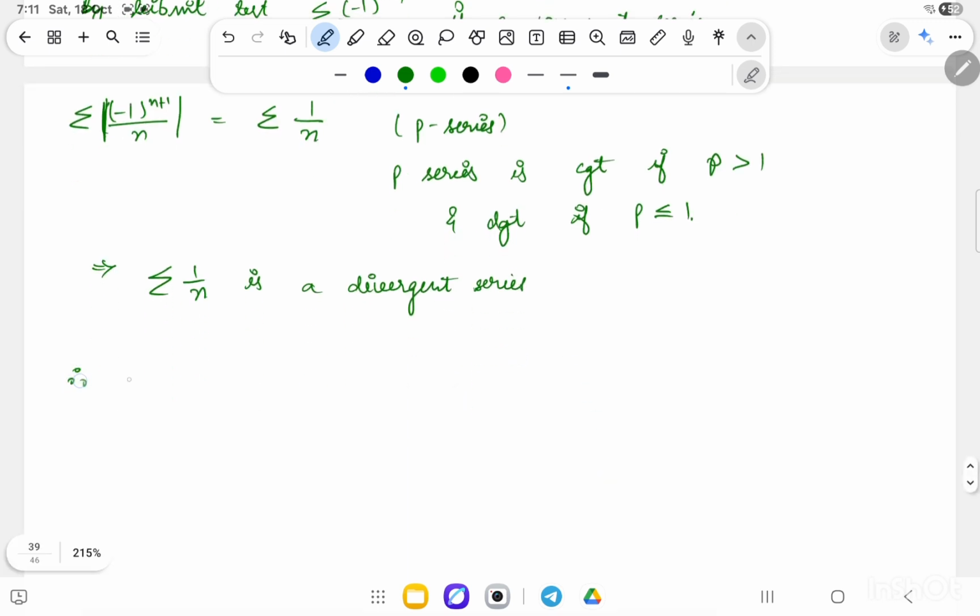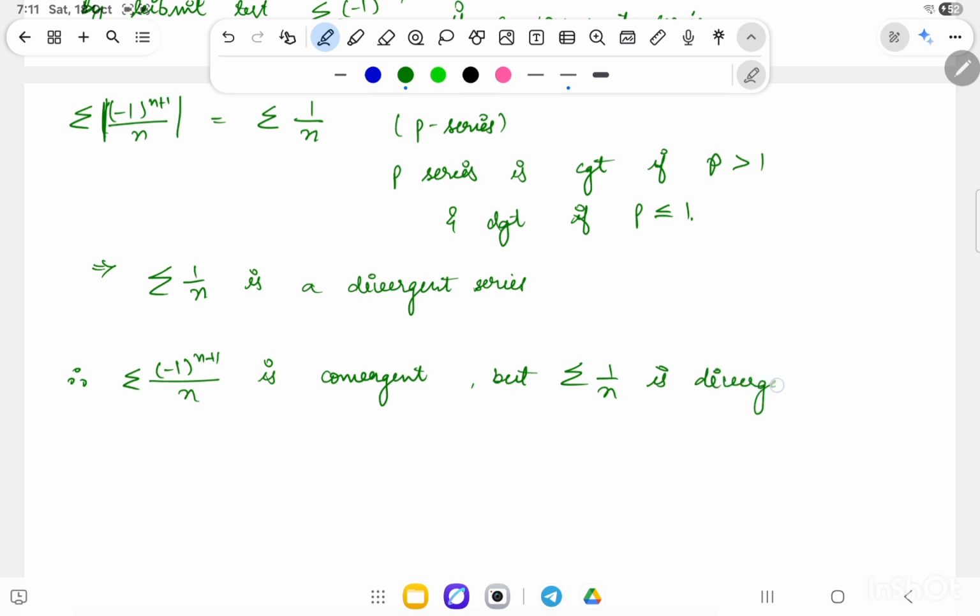Therefore our given series, that is summation (-1)^(n+1)/n, is convergent but not absolutely convergent. It is convergent, but summation 1 by n is divergent. Thus the original series is conditionally convergent.